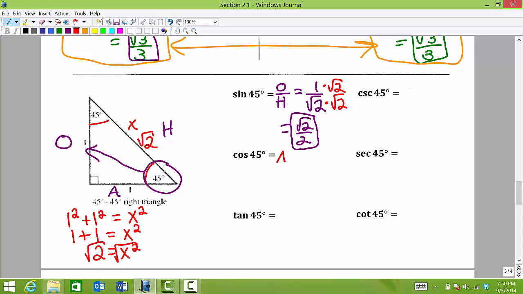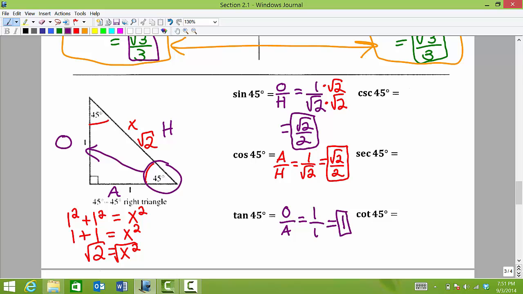Cosine would be adjacent over hypotenuse, and that would be 1 divided by square root of 2 again. And when I rationalize, we get square root of 2 divided by 2. So sine and cosine are exactly the same for a 45-degree angle. Tangent of 45 degrees, that will be opposite over adjacent. Opposite side would be 1. The adjacent side would also be 1. So tangent for a 45-degree angle will be 1.